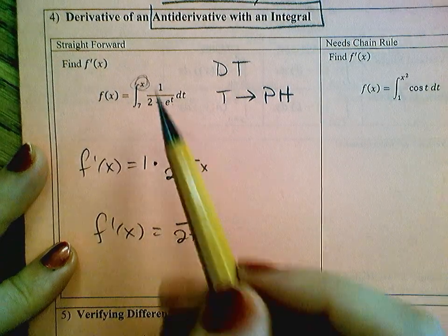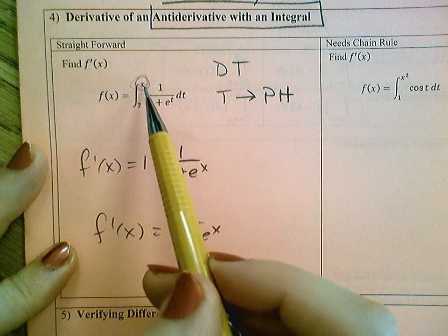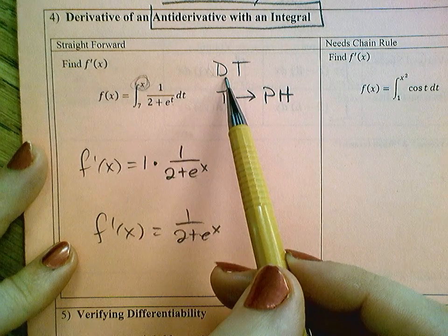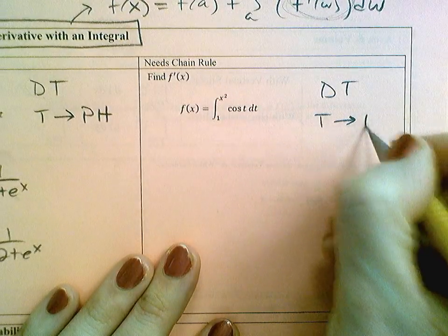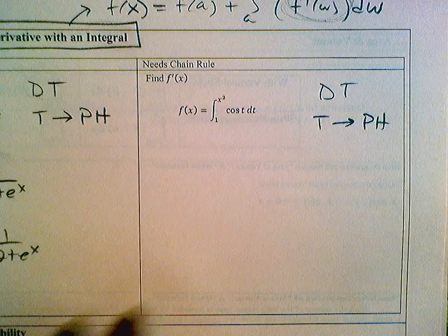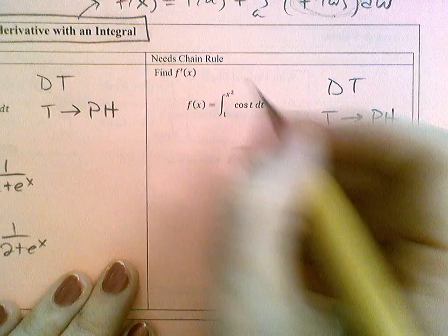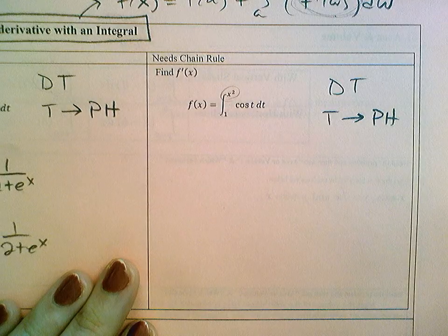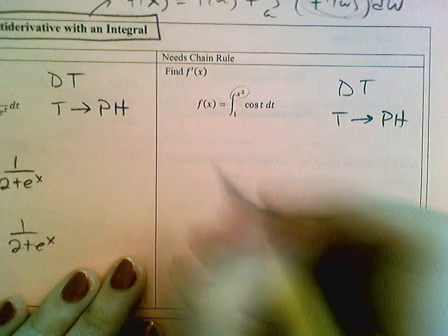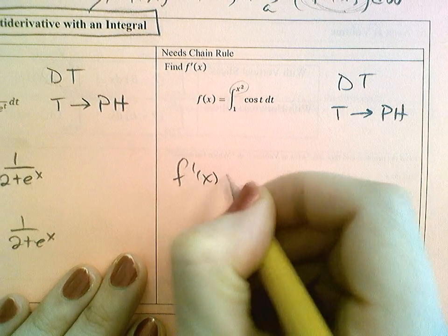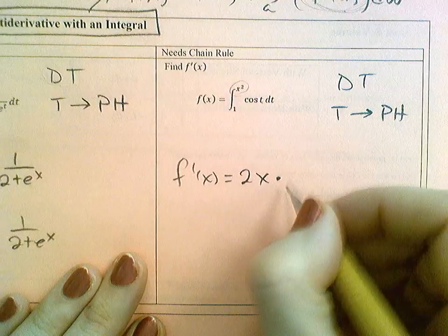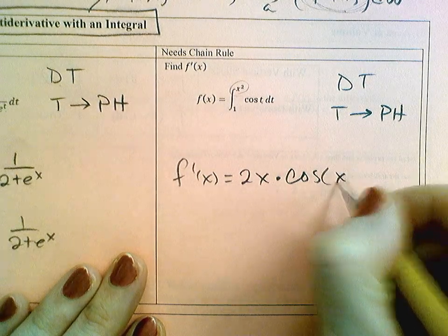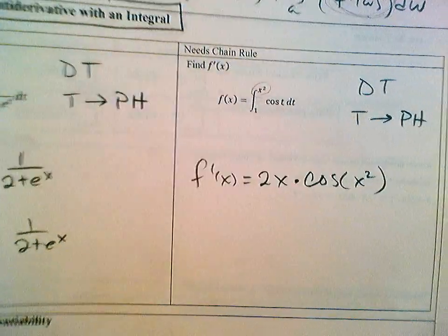All right. And with a case like this, if it's just x, you don't need to do the dt because the derivative of the top is just 1. So over here, derivative of the top goes in for placeholder. So for this one, we have to do the derivative of the top because the top is a function of x, not just x. So f prime of x is 2x times, top goes in for the placeholder, so cosine of x squared. So there's those.